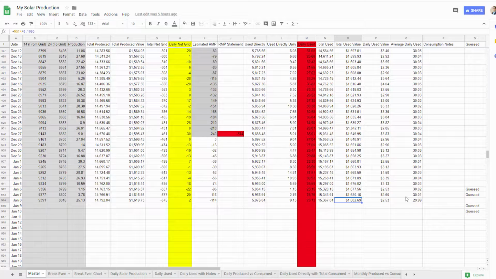And remember, my average before going on solar, I had 2 years of data to go with, and it was right around 20. It was actually slightly less than 20. So my consumption has gone up significantly. All right, so let's jump over to the charts.